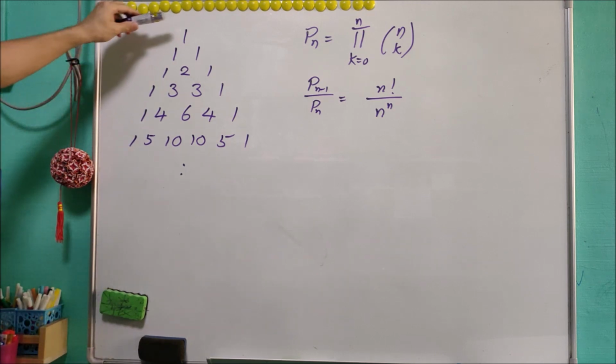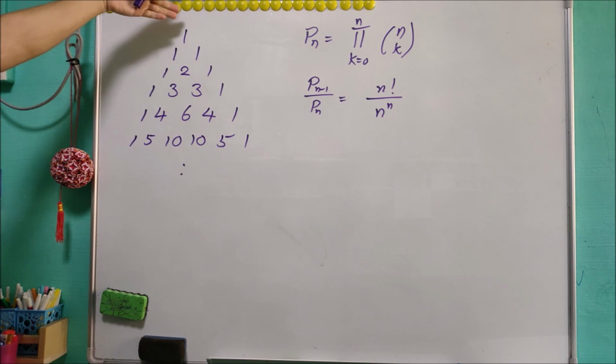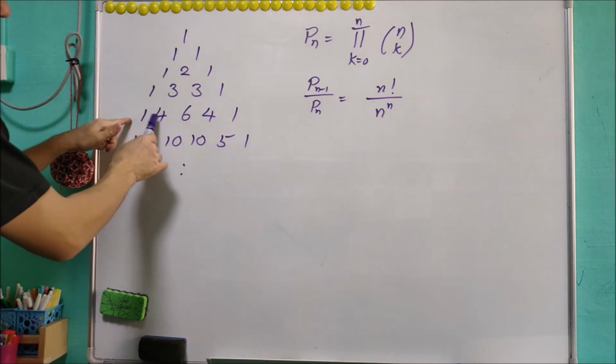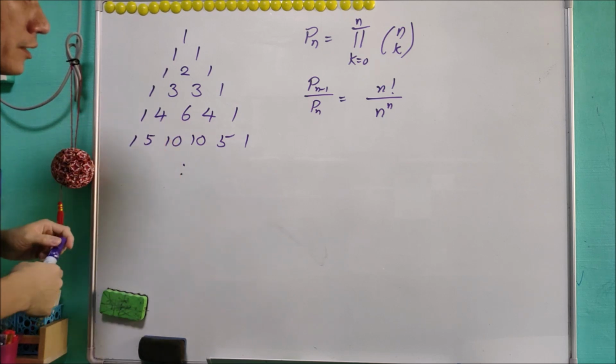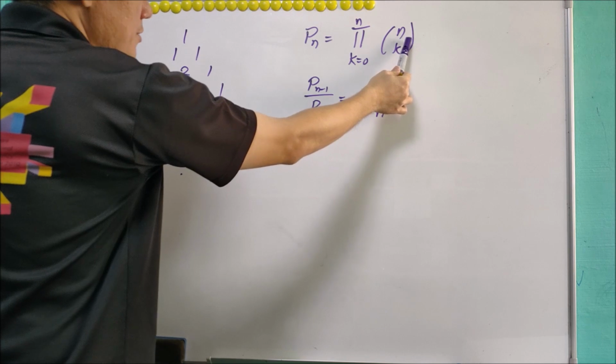Last week, we talked about Pascal's triangle, which is a triangular arrangement of numbers: 1; 1, 1; 1, 2, 1; 1, 3, 3, 1; 1, 4, 6, 4, 1, and so on. Each of these numbers is called a binomial coefficient and can be represented by the symbol n choose k.